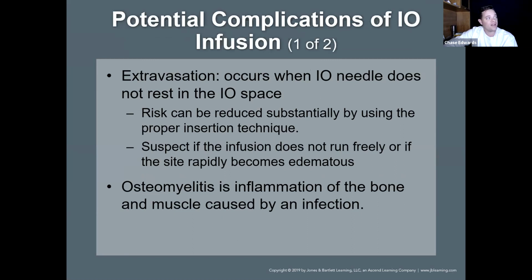Extravasation of the needle, that's where you have a problem with it going all the way through, you're missing it. You start to put fluids into the interstitial space or fluids into the muscles. That's no good. Osteomyelitis would be inflammation of the bone and muscle, and it can cause infection because of an IV or an IO, I mean.